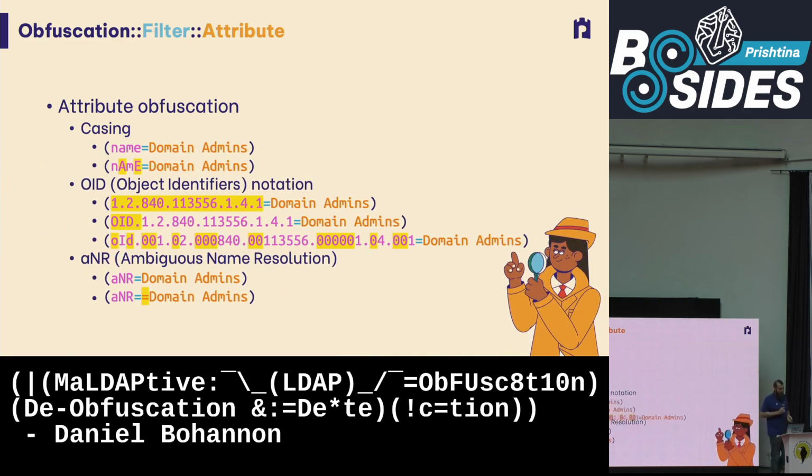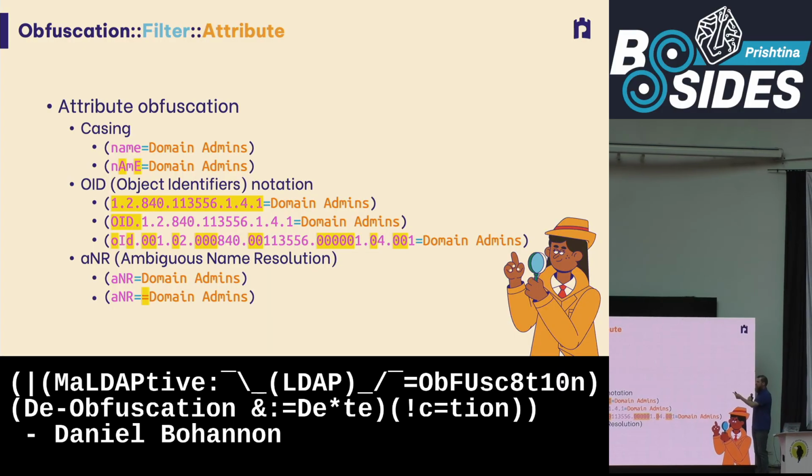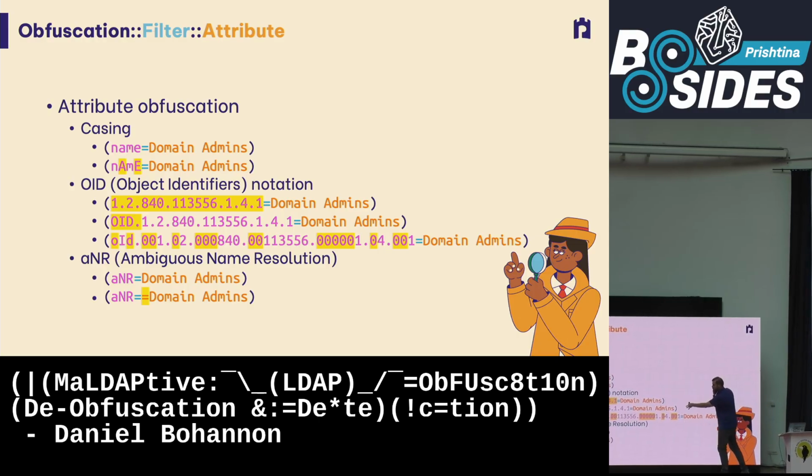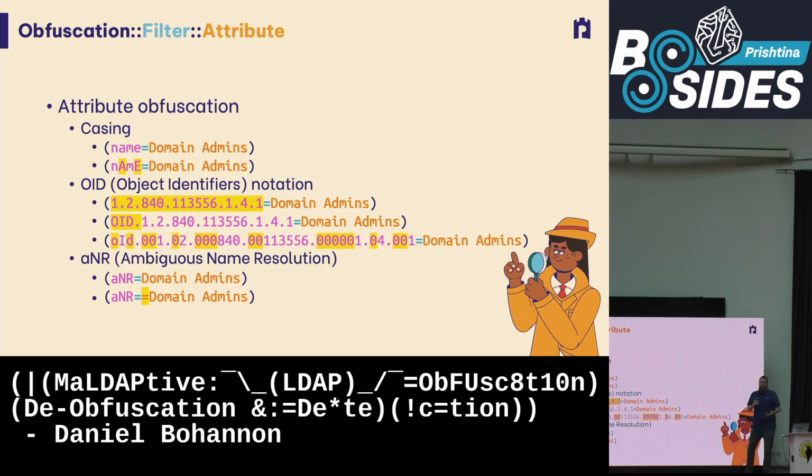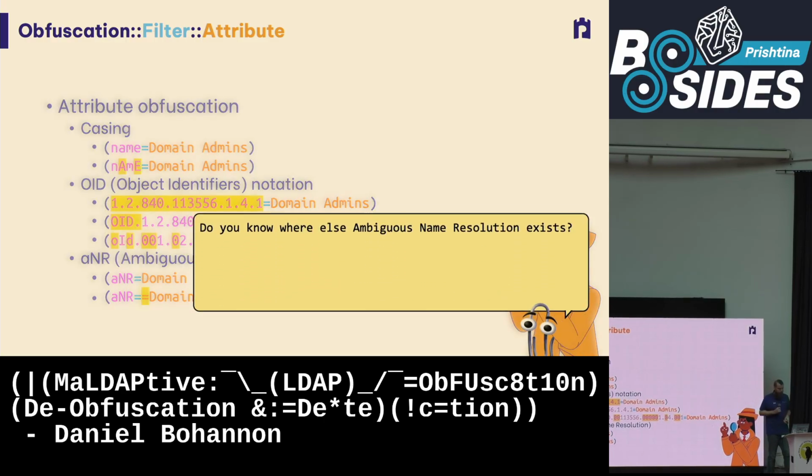So in review, for the first token, which is the attribute token, we have casing, obfuscation, we have the whole world of object identifiers with all the crazy zero prefixes, and then we have the ANR, or the ambiguous name resolution, which is really cool.